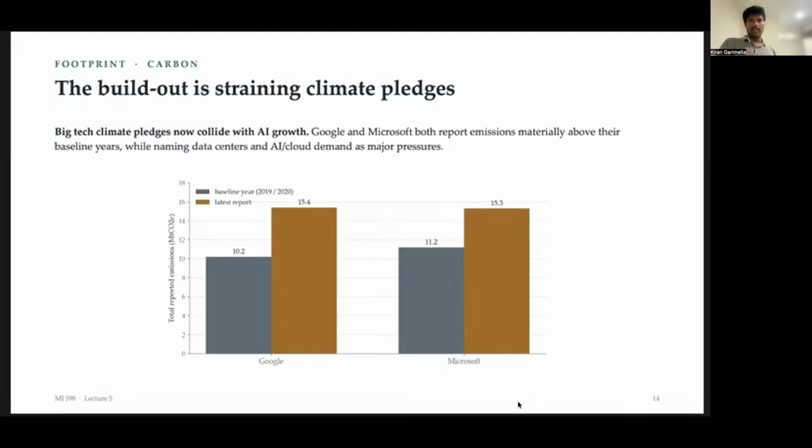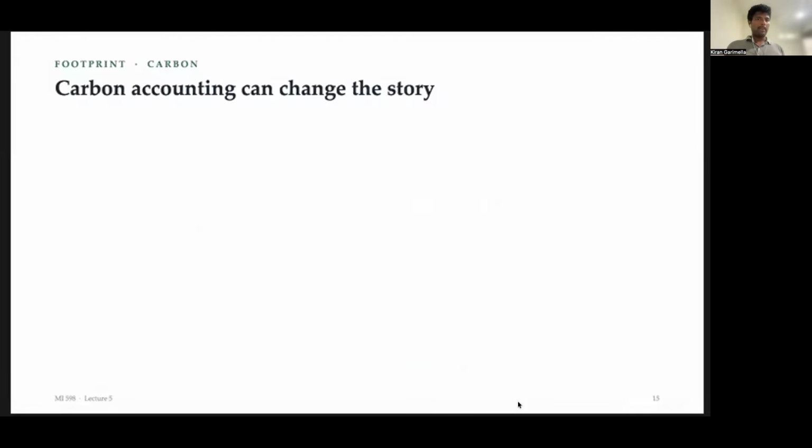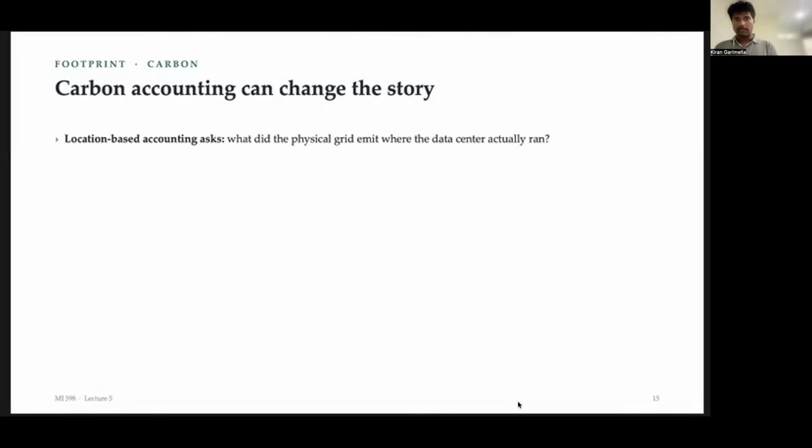And again, there are lots of these accounting hacks in the way you read it. If you look at these accounting stories, there is location-based accounting, which looks at the physical grid, where the actual data center ran. That is, the energy required to run this data center in that location, and what the carbon footprint of that was.